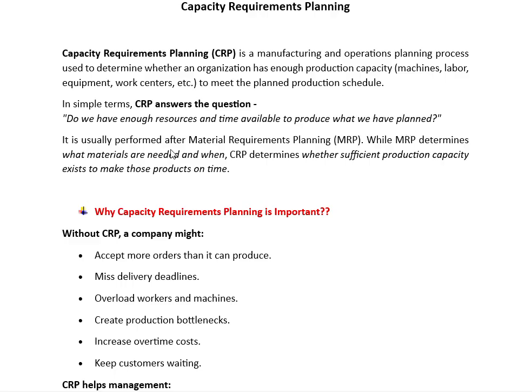It is usually performed after material requirements planning, which is MRP. While MRP determines what materials are needed and when, CRP determines whether sufficient production capacity exists to make those products on time. So this is the basic difference between MRP and CRP.